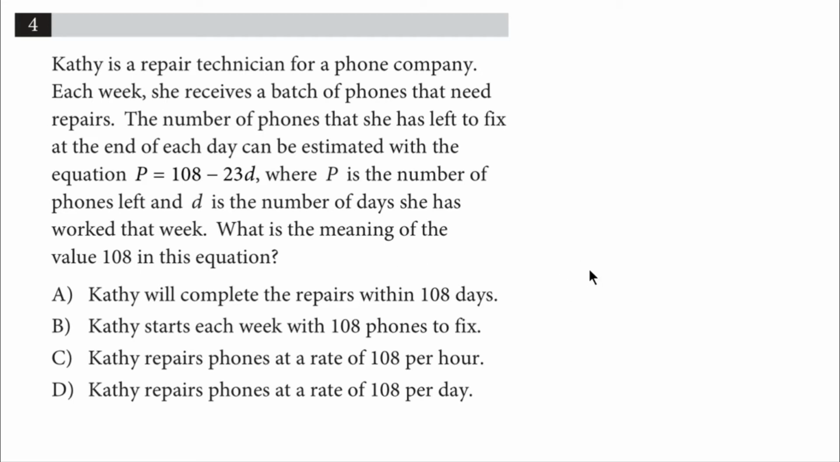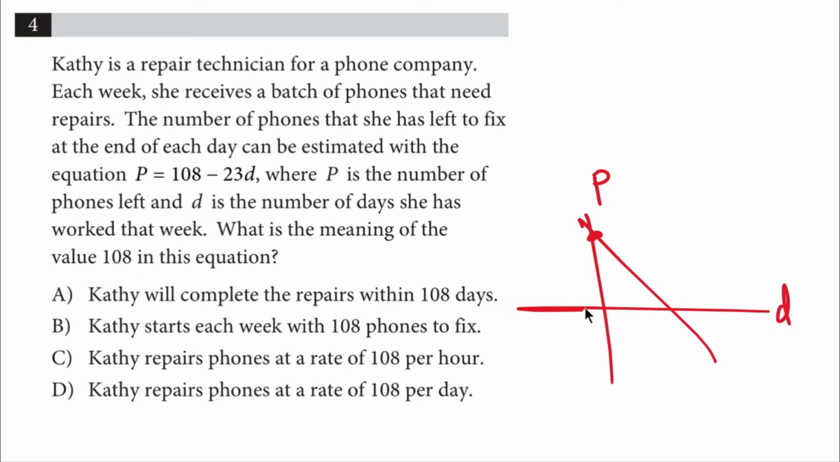As I have already told you, 108 is the y-intercept or the initial value in this equation, since it is a constant number. So if we think of the vertical axis as the number of phones, and the horizontal axis as the number of days left in that week, then in the beginning of the week, the number of phones is equal to that y-intercept or that constant number, which is 108. Therefore, 108 is the amount of phones given to Katie at the beginning of each week.